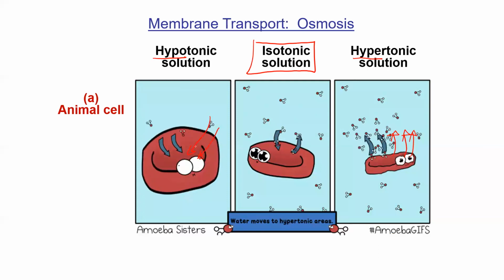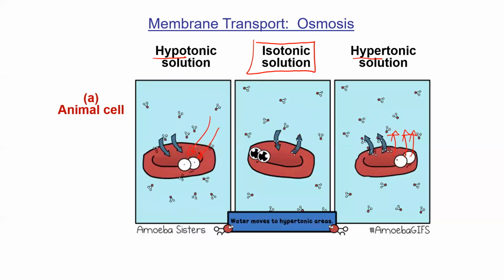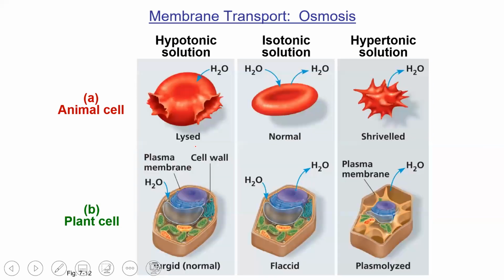But if you're looking for a way to remember which is hypo and which is hyper, here's the picture from the textbook. You can see they're also using red blood cells: hypotonic, isotonic, and hypertonic. So the question is, what if you're a plant cell? And this relates to the experiment 2 that we missed.